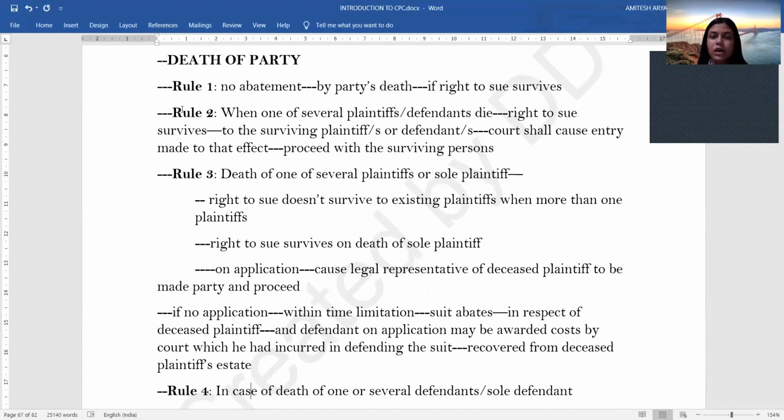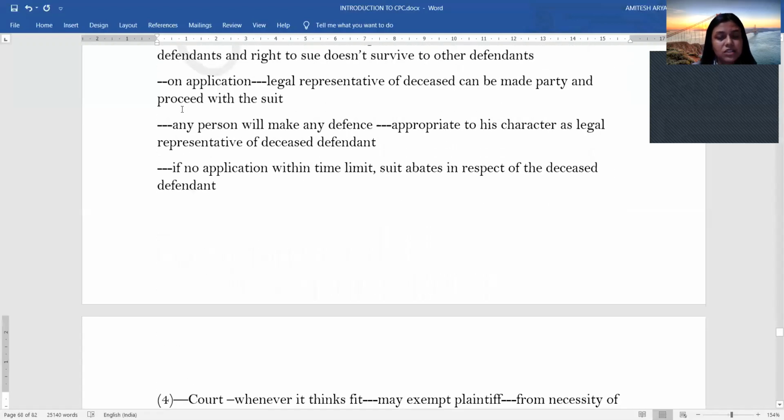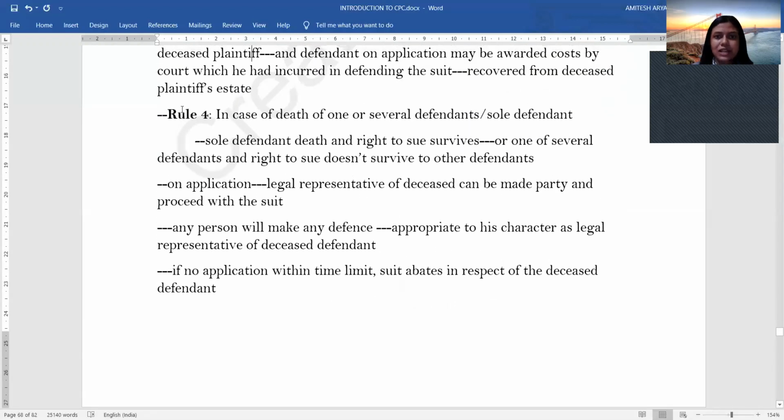And how will you recover? If it is a sole plaintiff and nobody came in time to be made party as legal representative, and the suit has abated, the defendant can say, no, I unnecessarily wasted time, money and energy over here. So the court can award them costs, and that will be recovered from the deceased plaintiff's estate. Now, in rule 3 we saw the death of one of several plaintiffs or a sole plaintiff.